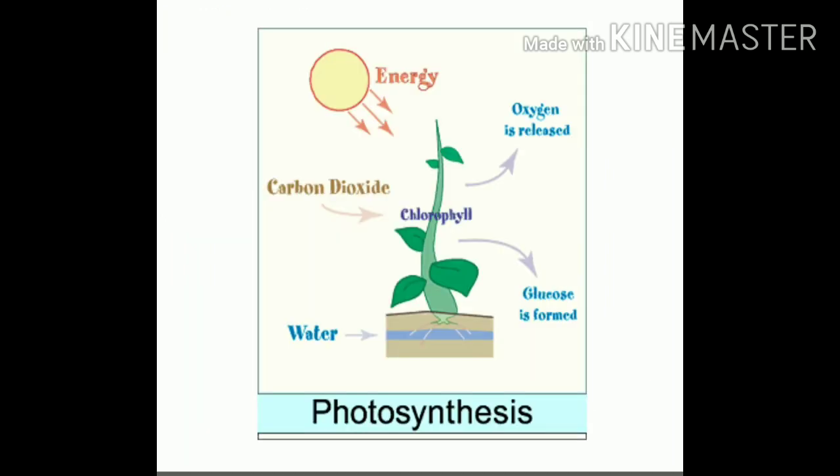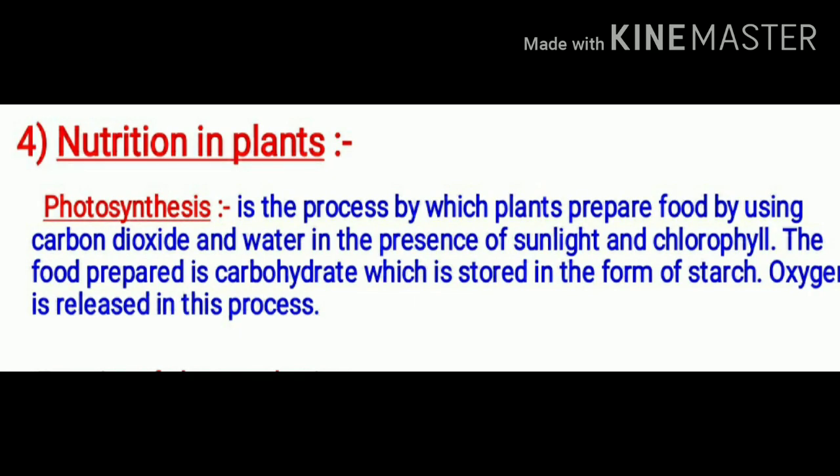This process of preparation of food by plants is called photosynthesis. Thus, we can define photosynthesis as the process by which green plants prepare food using carbon dioxide and water in the presence of sunlight and chlorophyll. The food prepared is carbohydrate and is stored in the form of starch. Oxygen is released during this process.